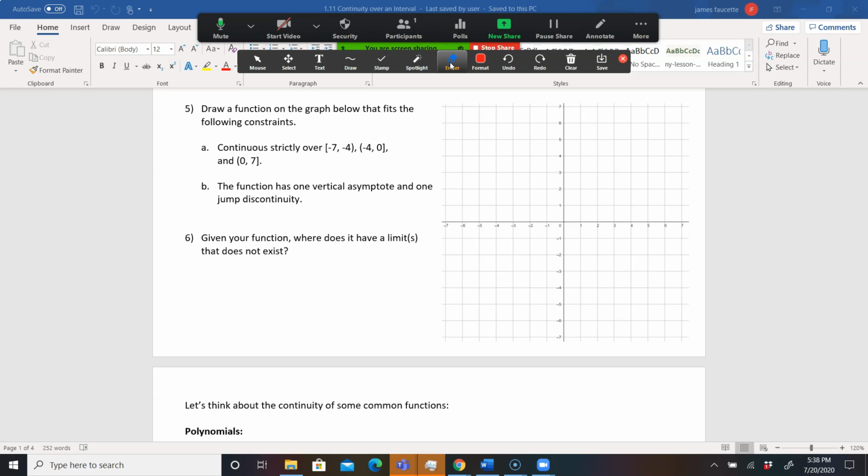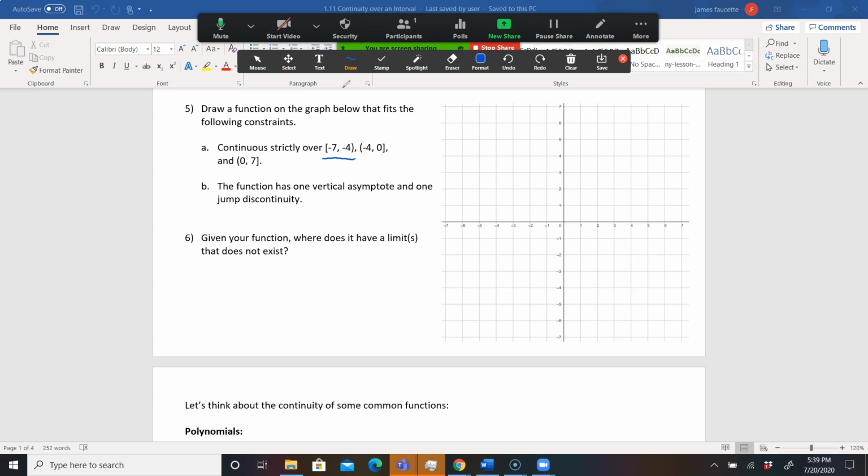Okay, so first thing to look at is our 3 intervals. Actually, first thing to look at is this continuous strictly statement. So this function is continuous strictly over these 3 intervals, which means it's not going to be continuous anywhere else. So it does matter that we stick specifically just to drawing the function between those intervals and not putting arrows on the end and showing that it continues past -7 or past +7, because it doesn't say anything about that. So now our first interval, we have -7 to -4. We are including -7. We're not including -4.